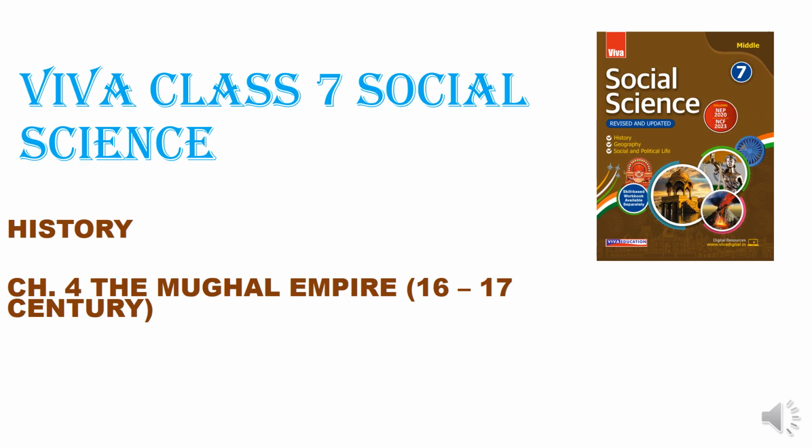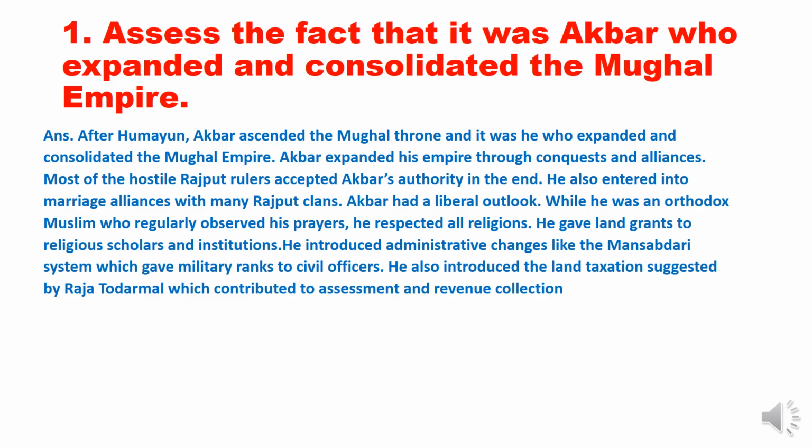In this video, I will be sharing answers of Viva Class 7 Social Science History, Chapter number 4, the Mughal Empire. Let us discuss the long answer type questions. First question, assess the fact that it was Akbar who expanded and consolidated the Mughal Empire.